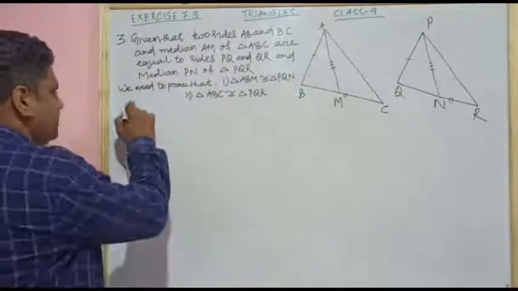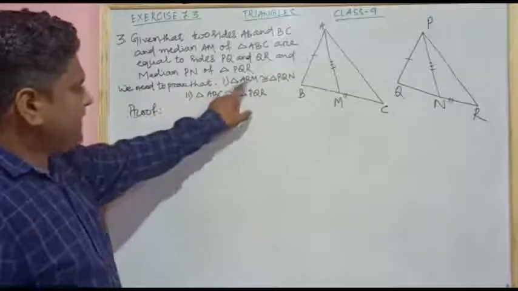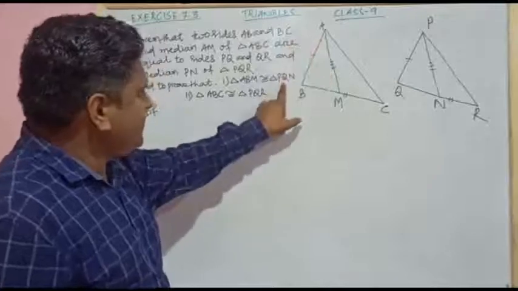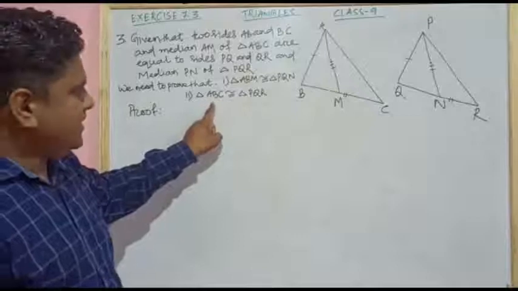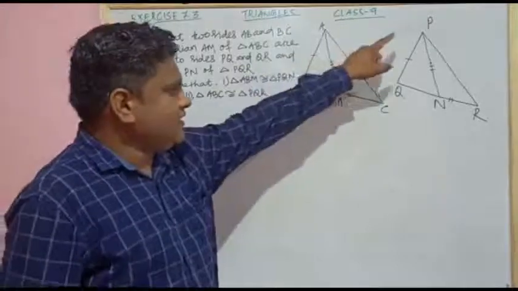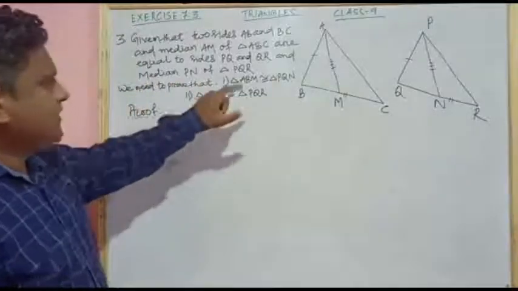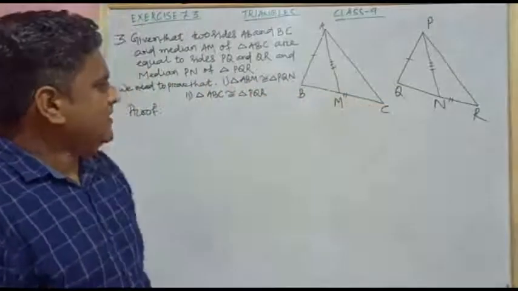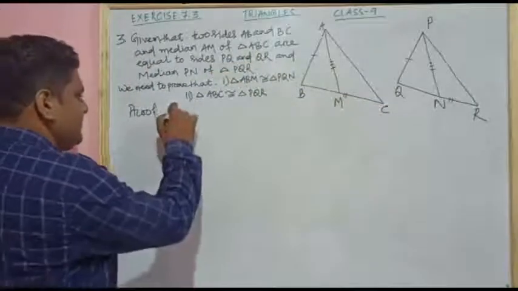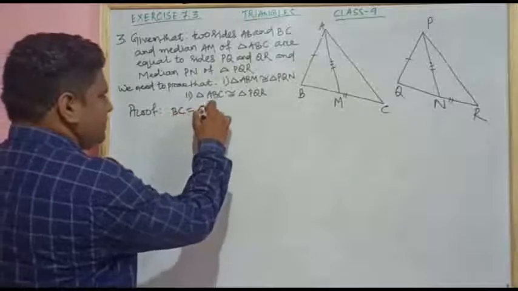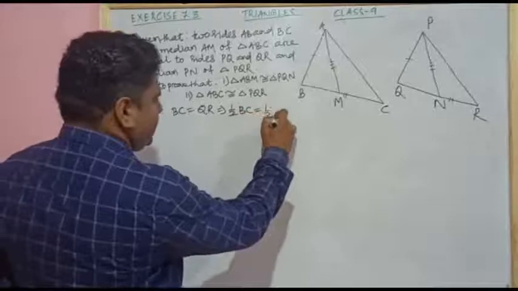Let's prove this. Here we need to prove that triangle ABM, this part, and PQN, this part, are congruent, and also we have to prove triangle ABC and PQR, the whole triangle and whole triangle, are congruent. For this purpose, first take BC and QR. It is given that BC and QR are equal respectively. So BC equal to QR. This implies that half of BC equal to half of QR.